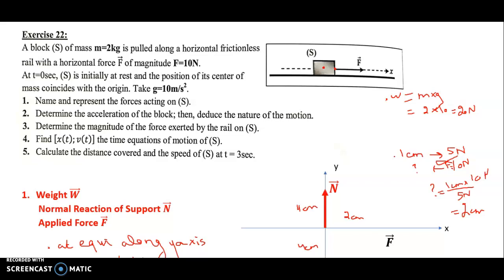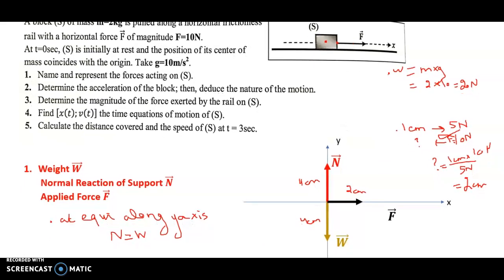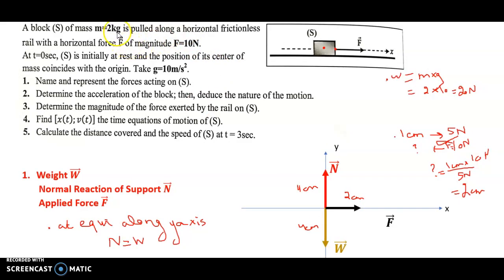Okay, the normal reaction of support is upwards, the weight is downwards, and the applied force is horizontal. But here I want to note something. Sometimes you will not be evaluated for the length of the vector, but in this case you will, because you are given the magnitude of F and you are given the mass. So you can calculate the weight from the mass m times g, 2 times 10, which is 20 Newton, and you have 10 Newton in F, and you know that the body is at equilibrium on the y-axis.